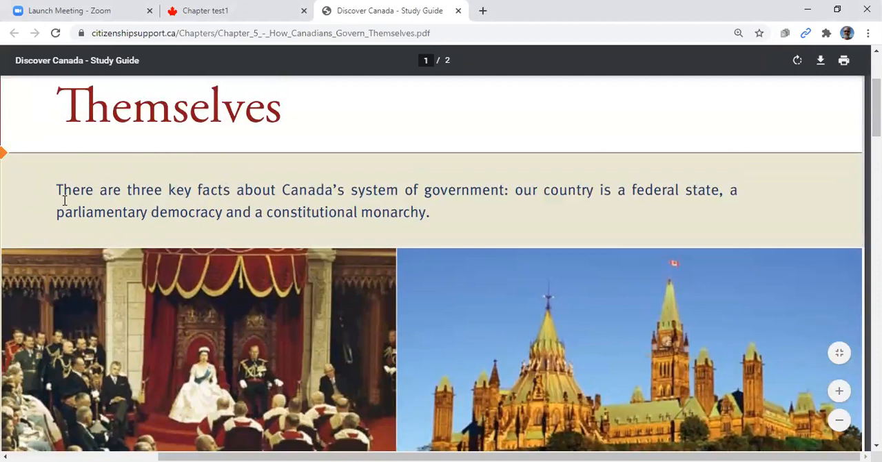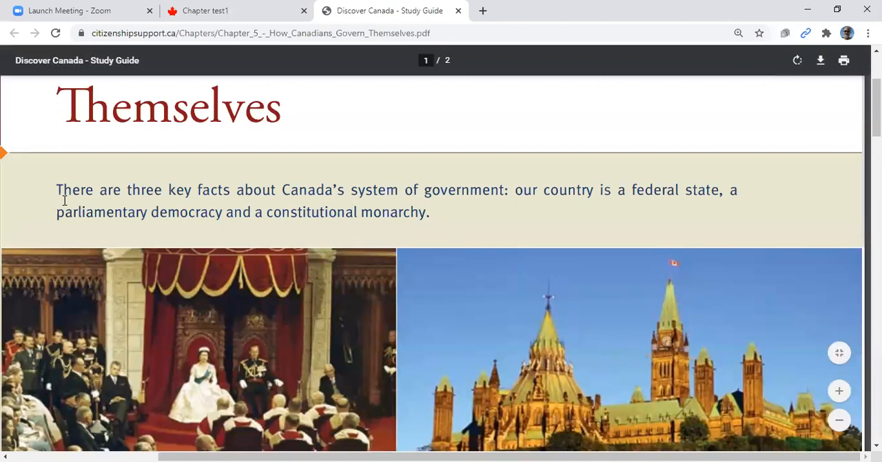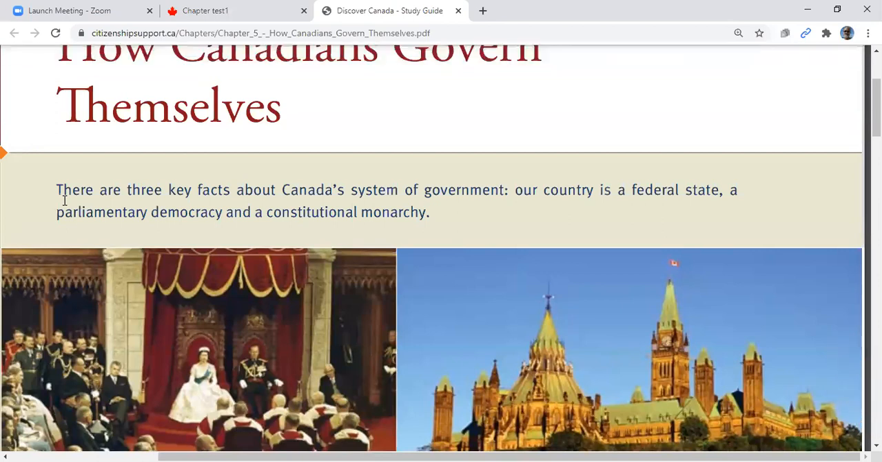There are three key factors about Canada's system of government. Our country is a federal state, a parliamentary democracy, and a constitutional monarchy. Very good. Monarchy. Yeah, monarchy. So these are three important things, and we'll understand them.